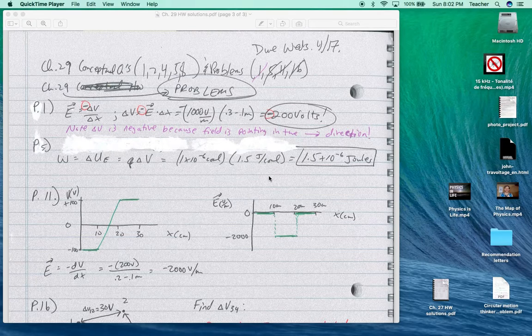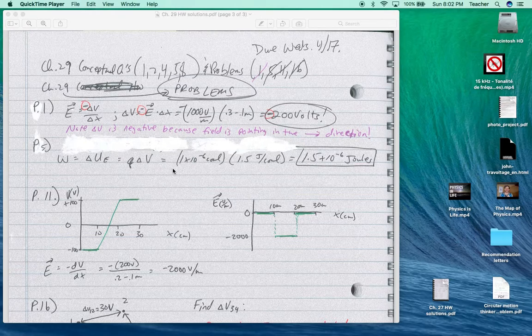So the field here would be pointing in the positive direction because it was given as a positive 1,000 volts per meter. So therefore, the change in potential is negative. Here, work would equal the change in potential energy, which is q delta V.